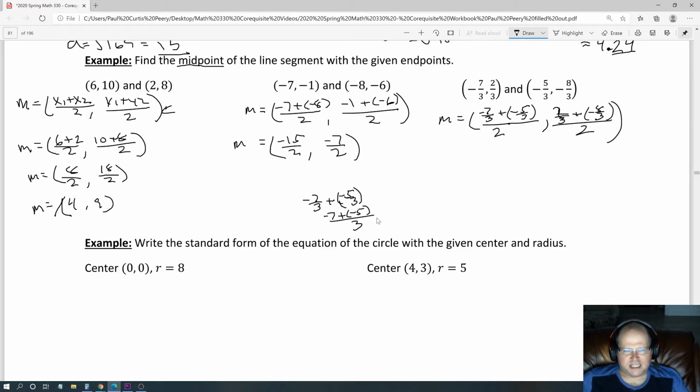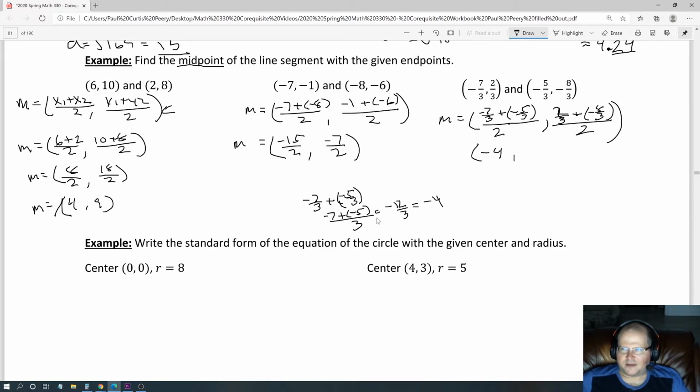So negative 7 plus negative 5 is a negative 12. And negative 12 divided by 3 is a negative 4. Okay? Okay, so we got this one right here simplified to a negative 4. Well, that did simplify much better than I thought it was going to.